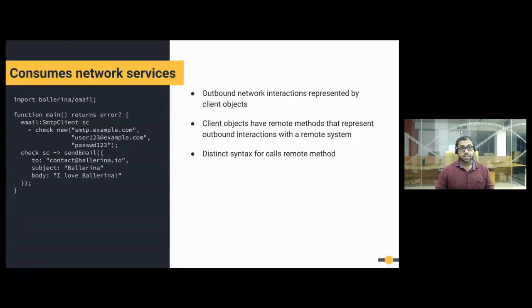Outbound network interactions are represented by something called client objects. They have remote methods to represent the outbound interactions, and a distinct syntax to call those remote methods. So we know what's a regular method invocation and what's a network interaction just by looking at the code. If you look at the code on the screen, you'll see the SC, then there's an arrow and sendMail. So this indicates that sendMail is a network interaction.